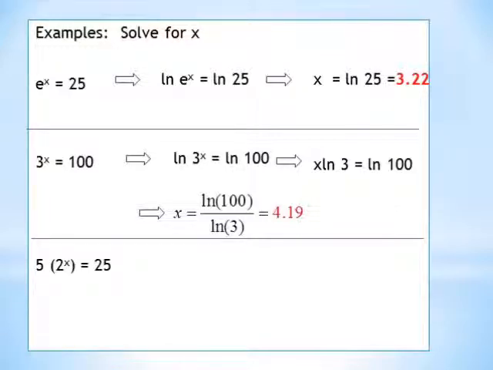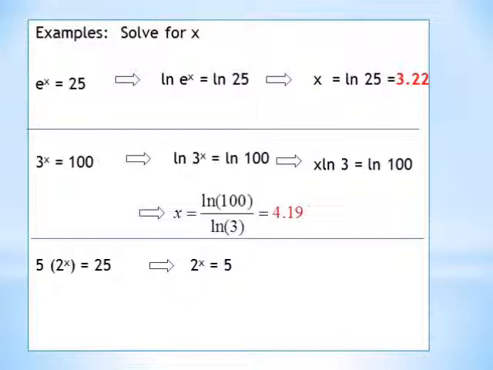And one more example. 5 times 2 to the x equals 25. Solve for x. Now you're probably saying, okay, sure, let's apply ln to both sides, but not so fast, because this 5 on the left-hand side should be gotten rid of first, because to apply natural log and to be able to bring down the power x, you need to isolate the exponential term first. So divide both sides by 5 to begin with and to isolate the exponential expression.